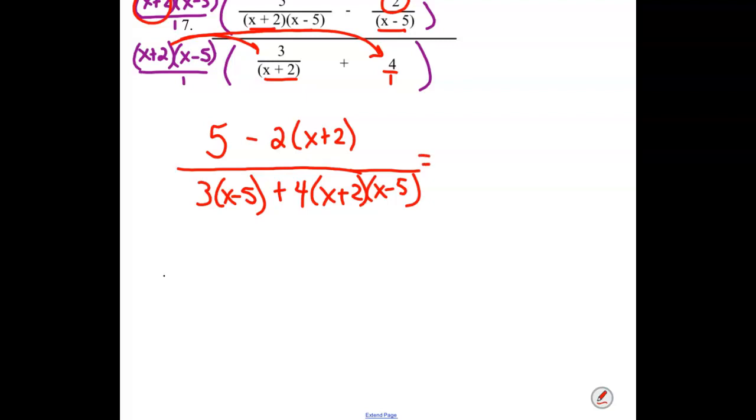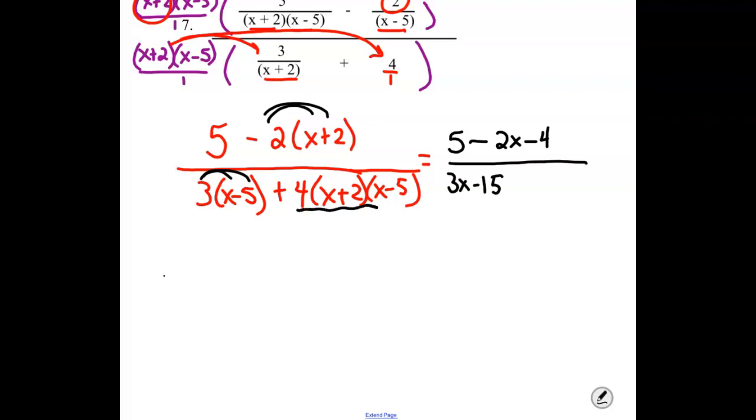Let's go ahead and see what we have for our numerator. We're going to distribute a negative 2 in here, so we have 5 minus a 2x minus a 4. For our denominator, distributing, we've got a 3x, we've got a negative 15, and for this last part here, let's go ahead and FOIL this x plus 2 and x minus 5. So we'd have x squared minus 3x minus 10. I'm going to multiply 4 to that, so I've got 4x squared. I have a negative 12x and a negative 40.